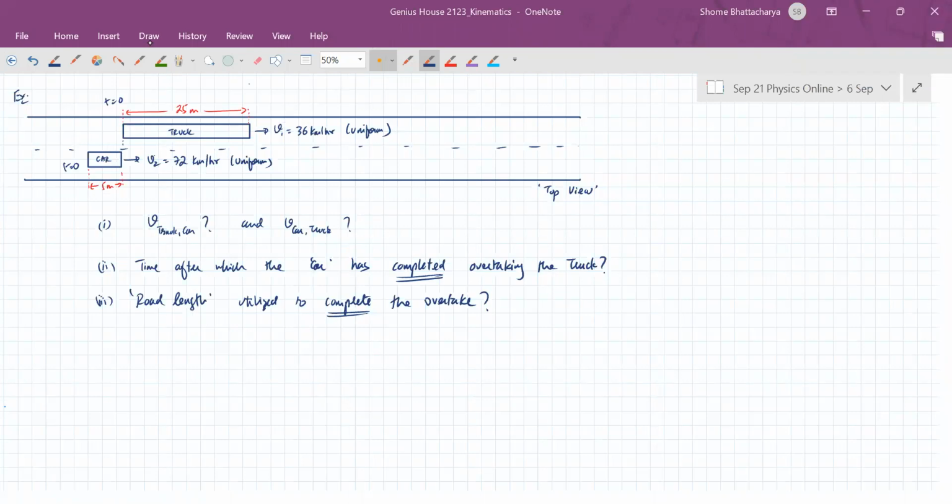Especially for the second part, you might want to use the whole concept of relative motion. You can of course solve it from the ground frame point of view also, that how much time it takes to complete the overtake. But it will be more interesting as well as quicker to solve it from the relative motion point of view.